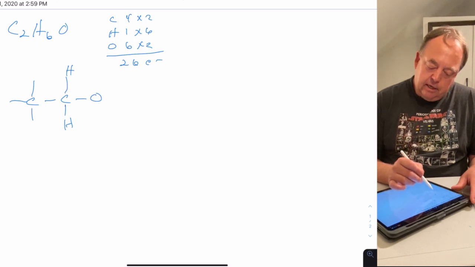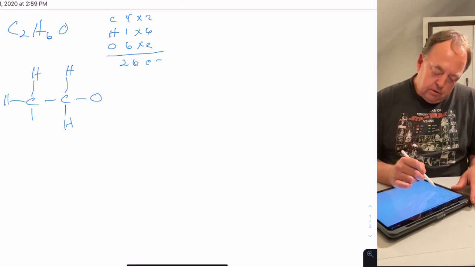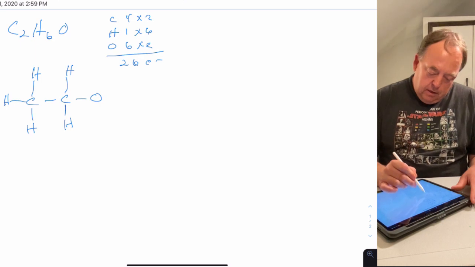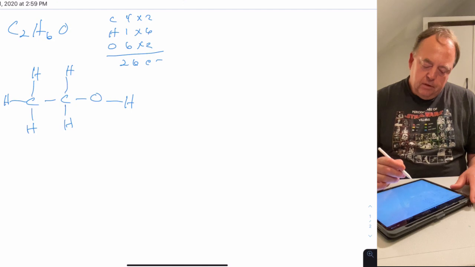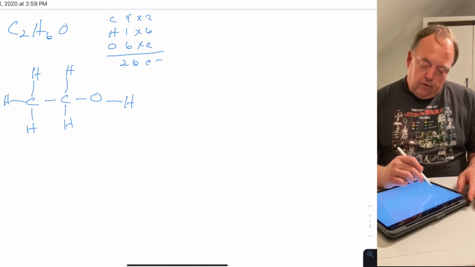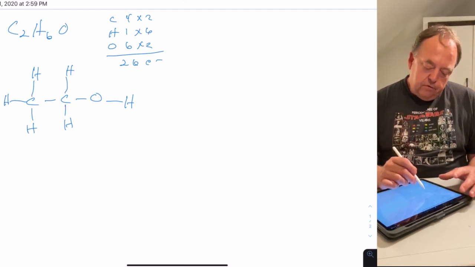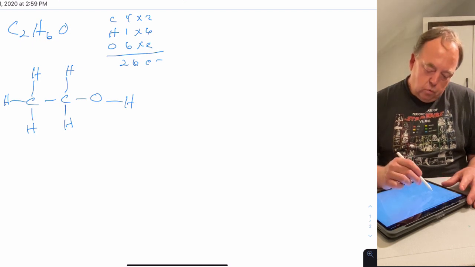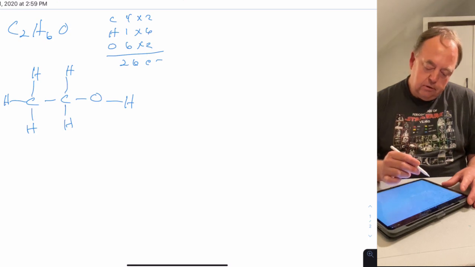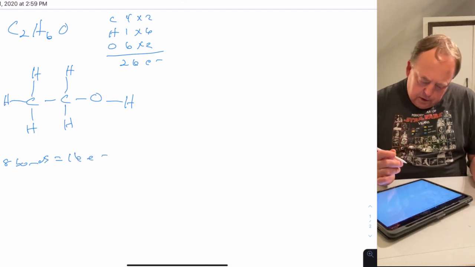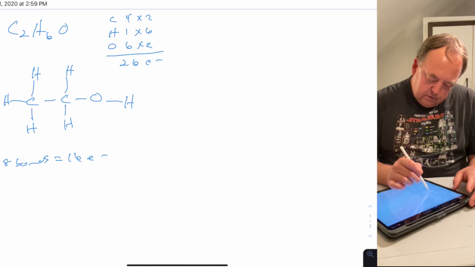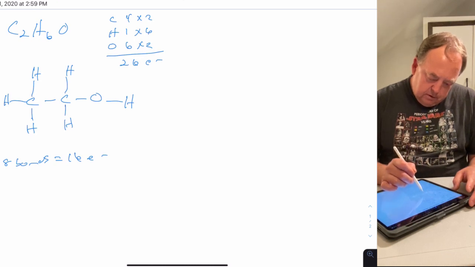To complete its octet, now it's got 4 bonds, and this one at the end now has 4 bonds, and so that's 5 hydrogens. You only have 1 to go, so you can put 1 on oxygen. That's 6 hydrogens. You've used all of your carbons, used all of your hydrogens. That's 1, 2, 3, 4, 5, 6, 7, 8 bonds, so that's 16 electrons.